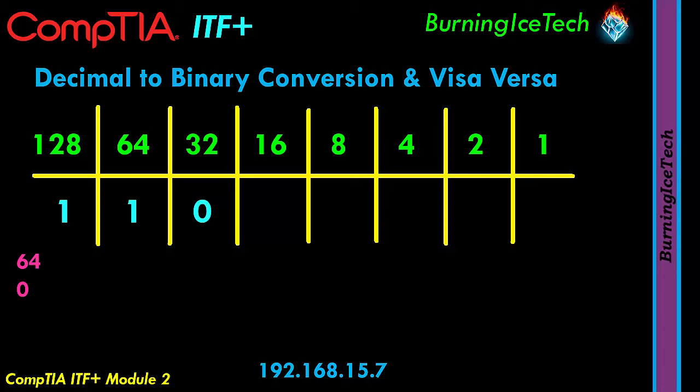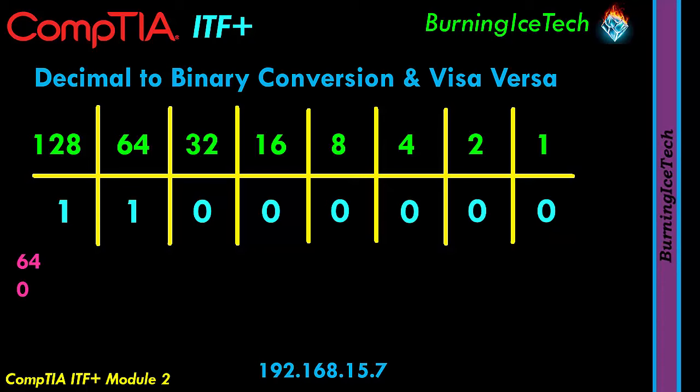So moving on to 16, is it smaller or equal? No, it's bigger. So it's a 0. Moving on to 8, is it smaller or equal? No, it's bigger. So that's going to stay a 0. Moving on to number 4 on the right. Is it smaller or equal? No, it's unfortunately bigger. So that's going to be a 0, guys. The number 2 on the right. Is it smaller or equal? Nope, still bigger. It's going to be a 0. And the last one, that number one, is it smaller or equal? No, it's bigger. So there we go.